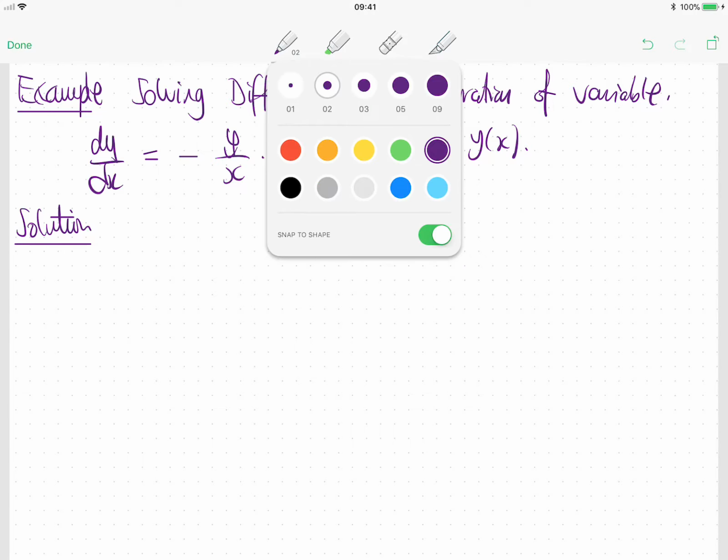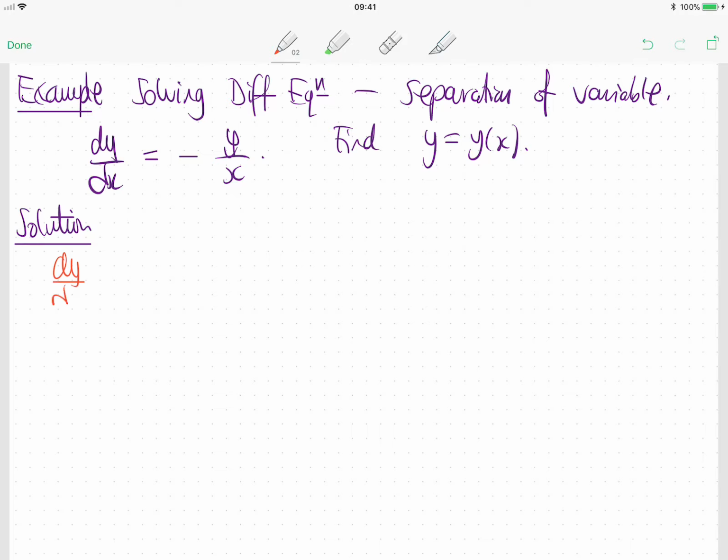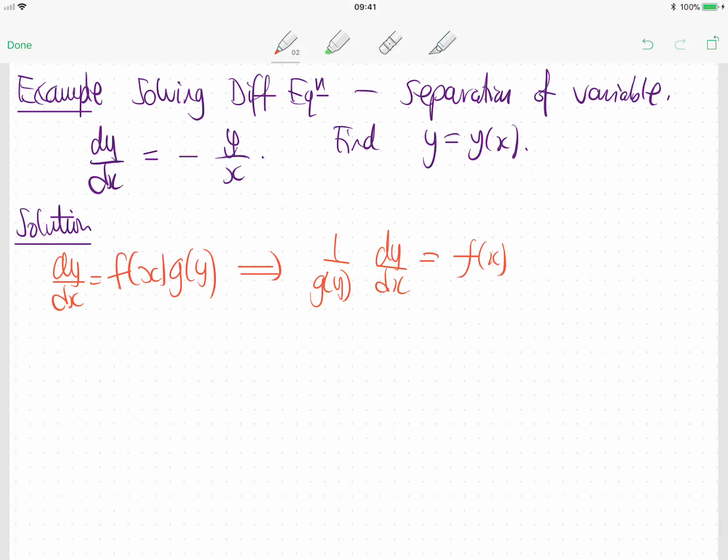So what do we need to know? Separation of variables has a general form: dy/dx equals some function of x, say f(x), times some function of y, say g(y). From that, we're going to collect all the y's on one side, so divide through by g(y). And then we're going to integrate with respect to x. From that, we should be able to solve.